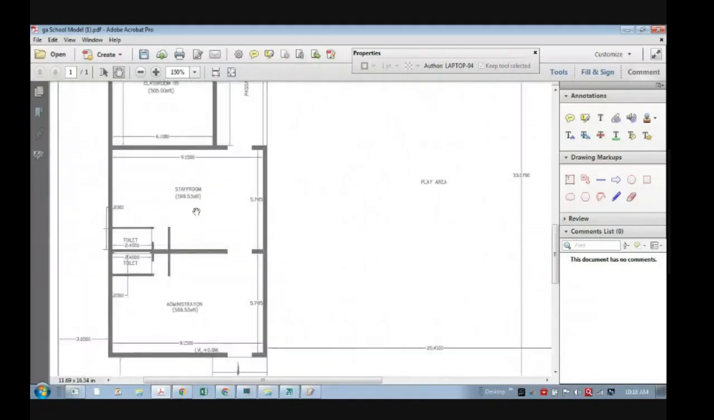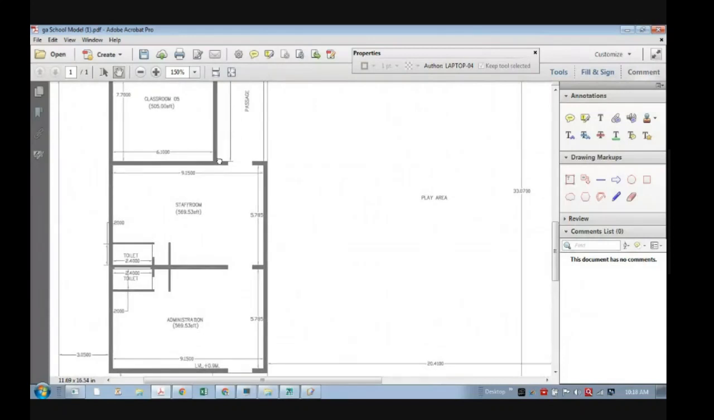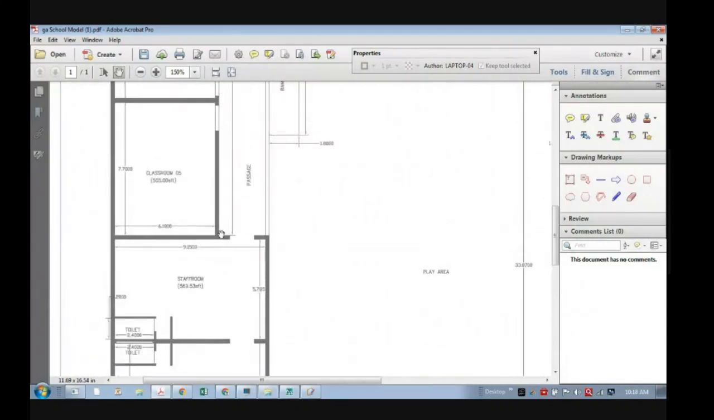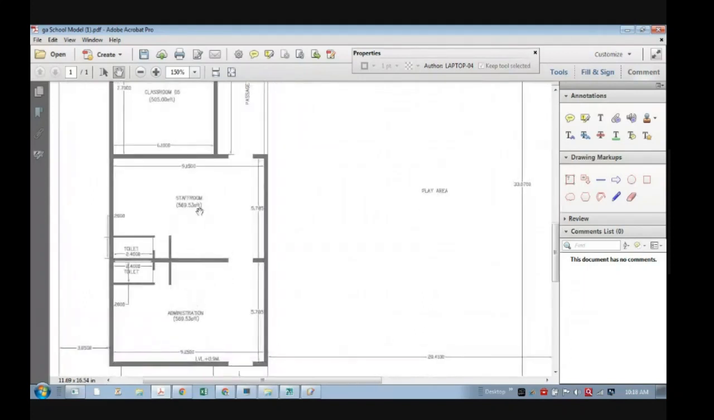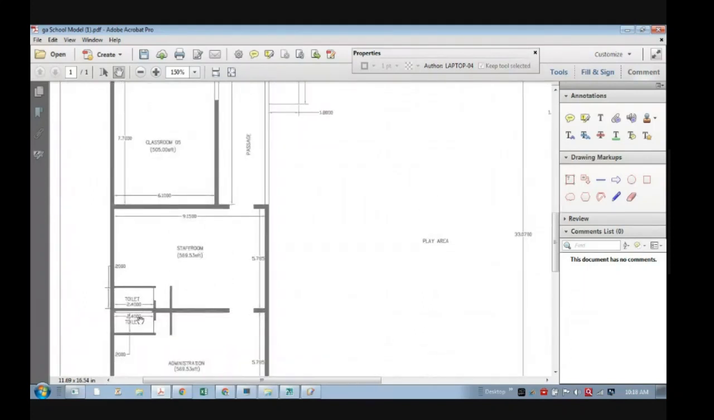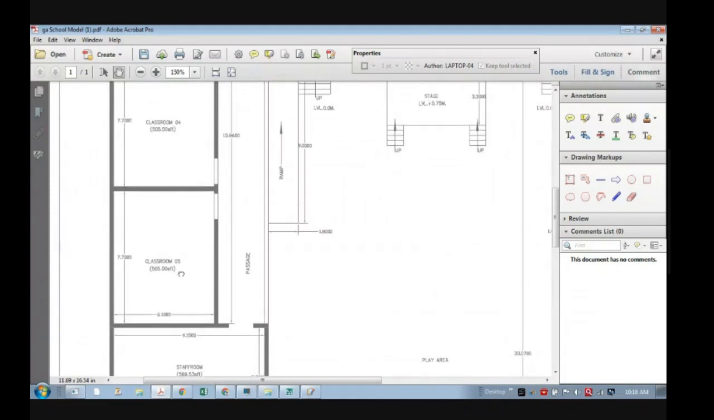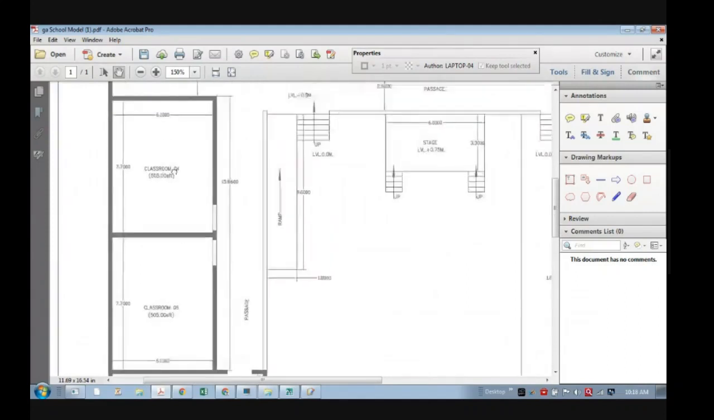Then there is a staff room over here. Okay, so we will first see what the functional units or rooms are. The admin room, then the staff room, then there are toilets within that. Classrooms are there, then. So you'll see there are classrooms like this.